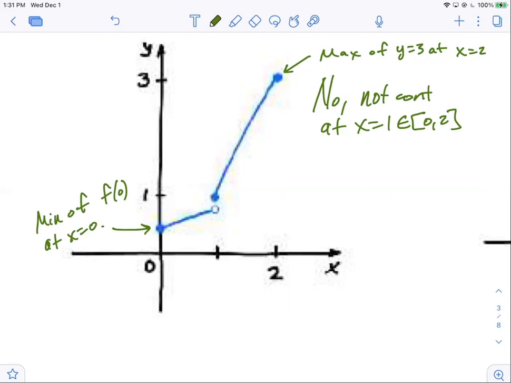Do we have any other critical values besides the endpoints here from 0 to 2? Yes, there is a critical value at 1 because, again, A, it's in the domain, I see a dot, and B, it's not continuous. Therefore, it's not differentiable. So that is a critical value. Is f of 1 a local max or local min? No. To the left, we have lower. To the right, we have higher. So no local extrema.